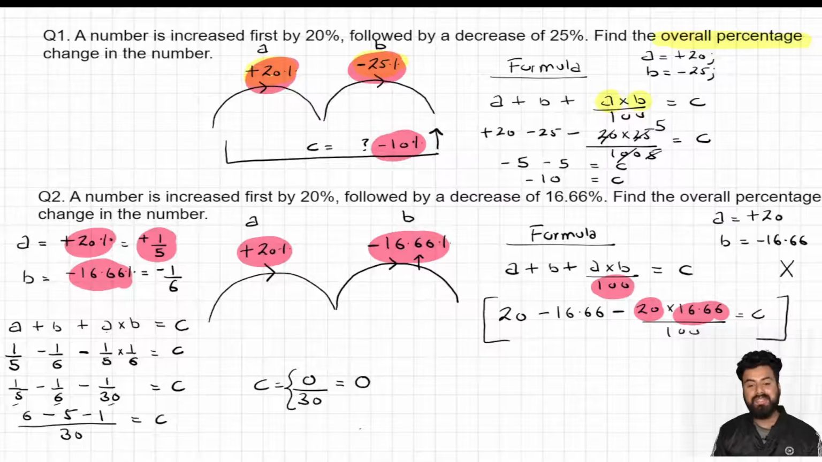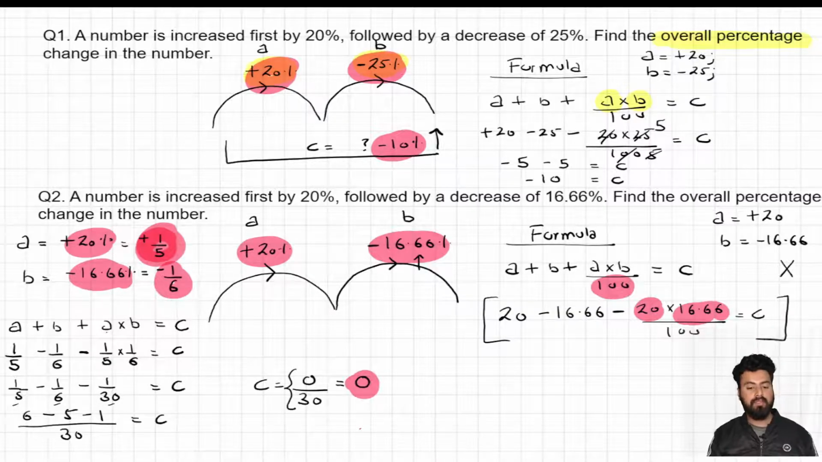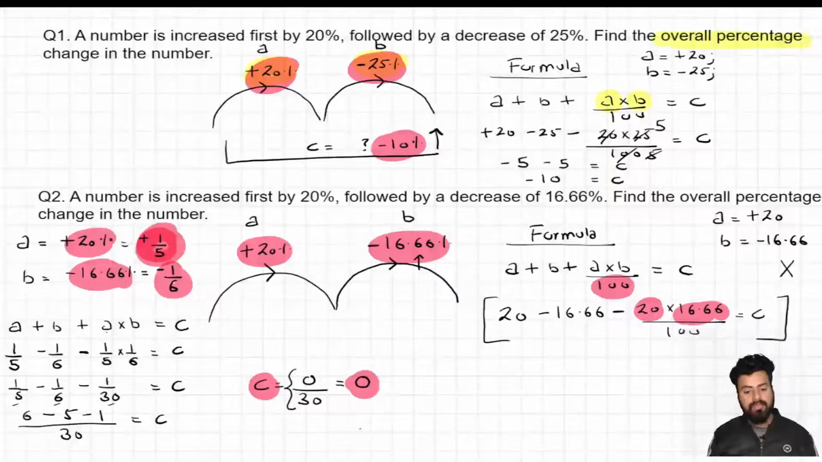0 means no change in the number. So if you first increase a number by 20%, followed by a decrease of 16.66%, the number is not going to change at all. I hope I'm clear on this. Now, one thing which I want you to note down: if you look at the value of C, I'm getting the value of C in fractional terms. Why in fractional terms? Because the values which I have used for A and B were also in fractional form. And therefore, the answer of C will also come in the same form.